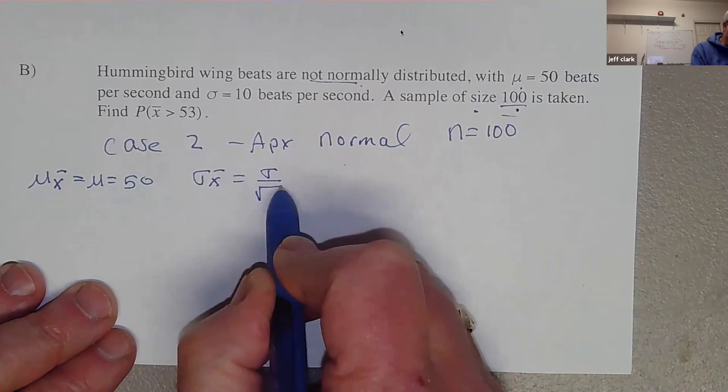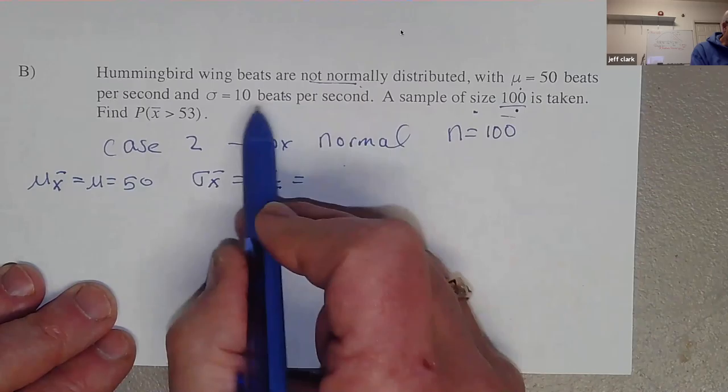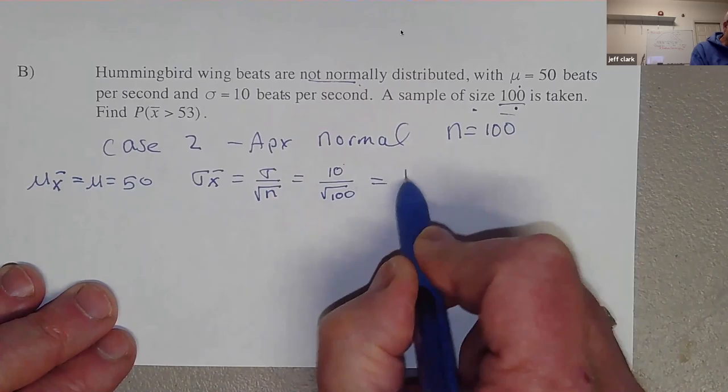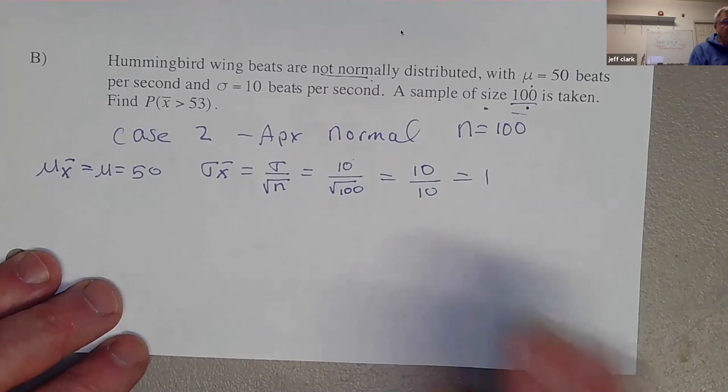So now I gotta plug stuff in. Let's see, 10 divided by the square root of 100. This is convenient, nice problem, 100. So that's 1. Much better than that first one I did with big numbers.